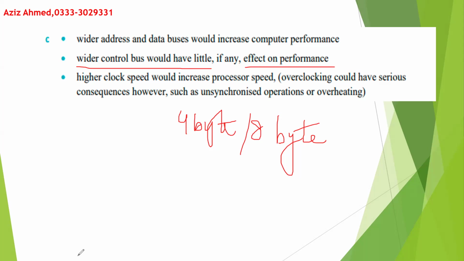Okay. So a higher clock speed would increase processor speed. If increased by yourself, it will create overclocking, which would have serious consequences, such as unsynchronized operation or overheating. Unsynchronized means other parts of the computer will be behind in the operation. At the same time, they could not perform. Got it? Okay.